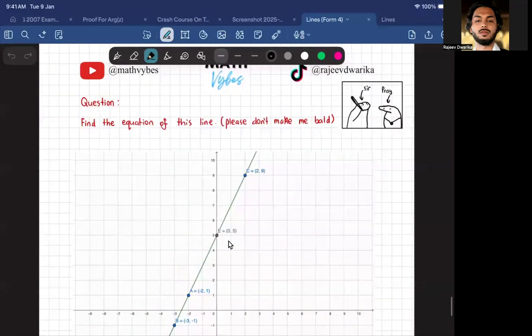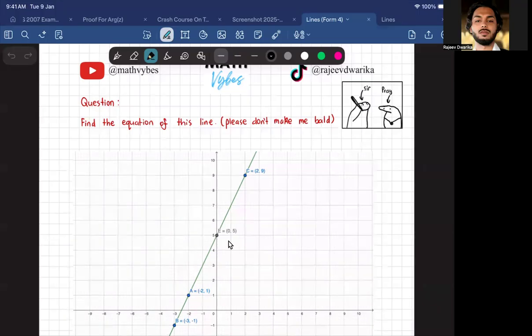Right. So what we've looked at in lines so far is the equation. By now, you should know y is equal to mx plus c. You should know that m stands for the gradient. You should know m is equal to y2 minus y1 over x2 minus x1. To find the gradient, you need 2 points. And you should know what the x-intercept is and the y-intercept is.